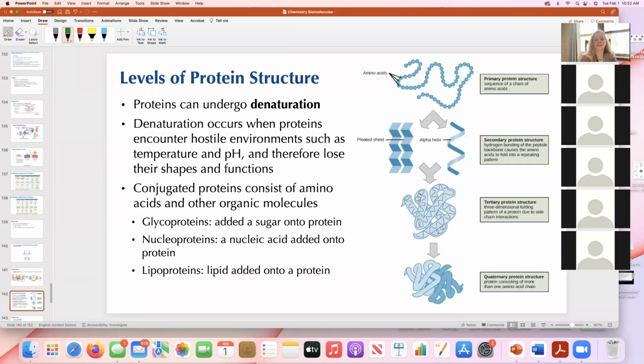Conjugated proteins consist of amino acids and other organic molecules. So sometimes our proteins might have a little sugar moiety, or a little piece of sugar, added on to them. Maybe they have a little piece of lipid added on to them. If they have sugar added on to them, we could call it a glycoprotein. Or if the sugar is the primary component and we added some protein to it, it might be more like a proteoglycan. Okay, so nucleoproteins are proteins that have a little piece of nucleic acid added to them, and so forth.